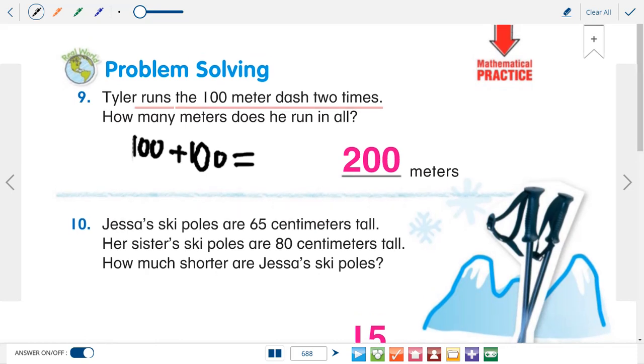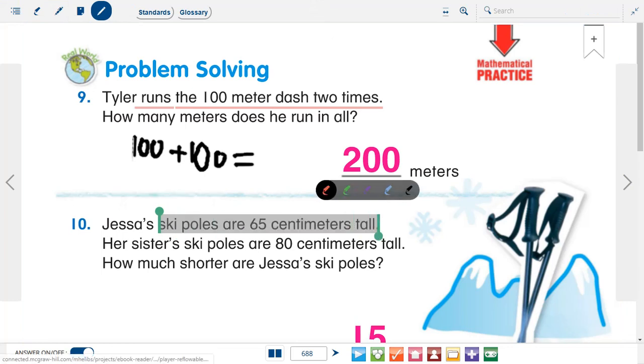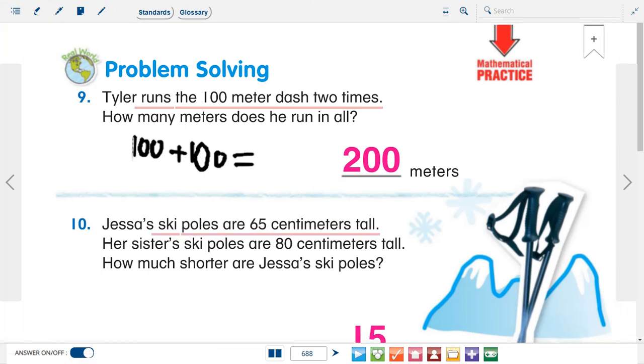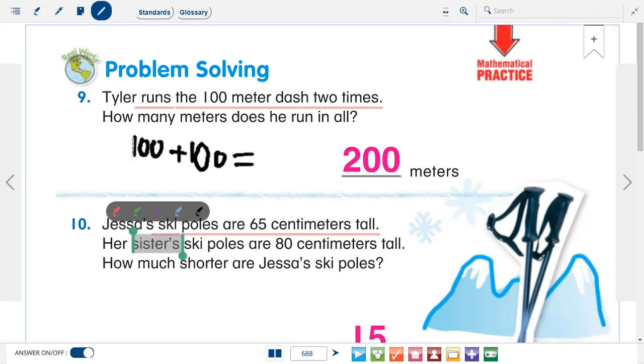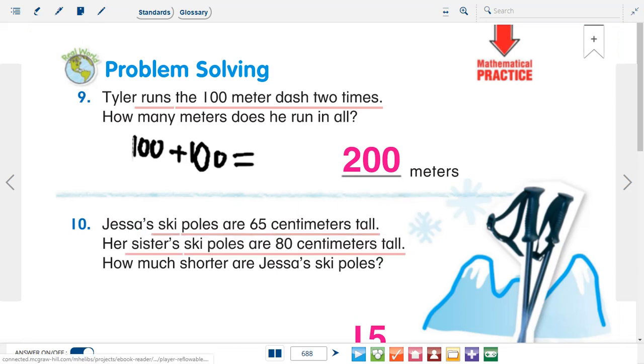Okay. Jesse's sky pools are, yes, 65 centimeters tall. Let's try to underline this. The sky pools are 65 centimeters tall. Her sister's sky pools are 80 centimeters tall. They are what? Okay, let's underline this. They are 80 centimeters tall. So, how much shorter are Jesse's sky pools?